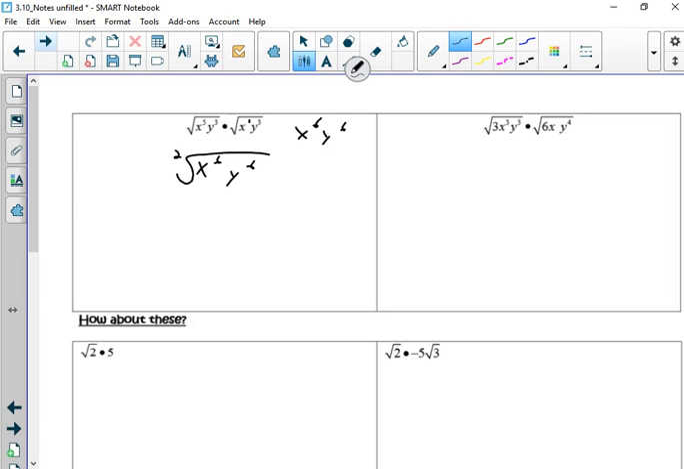Now remember, we can think about 2 ways. How many pairs are there in 6? 2, 4, 6, 3 pair. Or we can simply do 6 divided by 2. 3. 6 divided by 2, 3. And we're done.